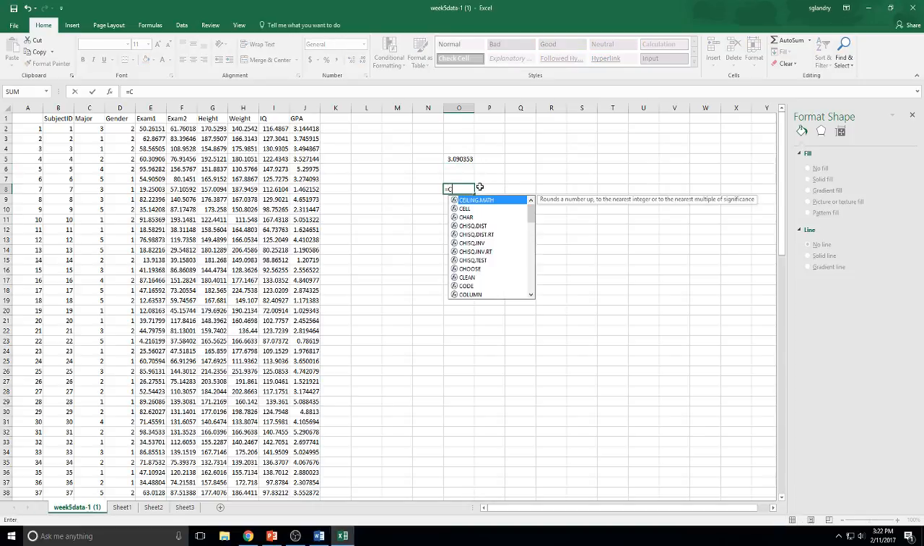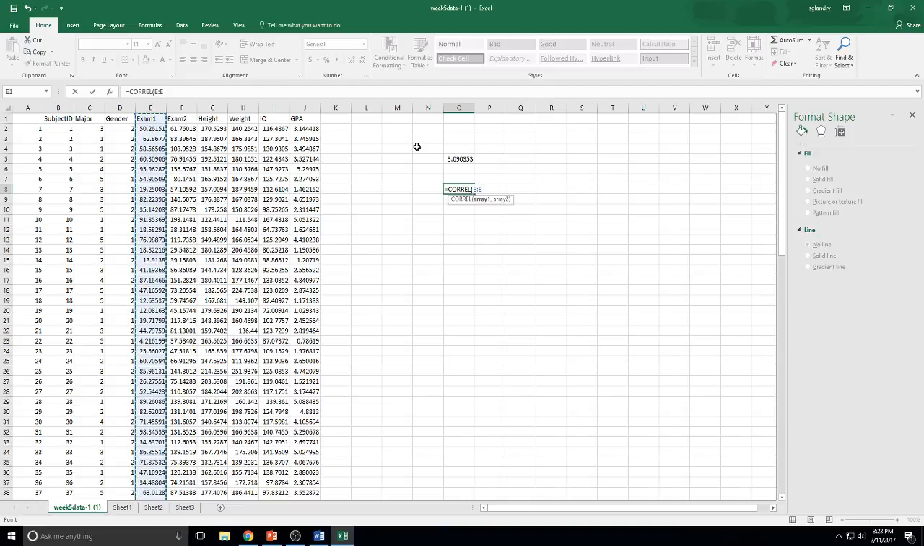Now there's correlations, right? Correl, I'm going to do, cool. So that is my first array, and that is my second array. Ooh, it did it, and it even ignored those guys. Perfect. So that's the R between exam 1 and exam 2.